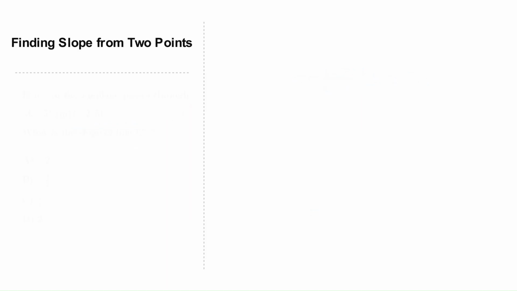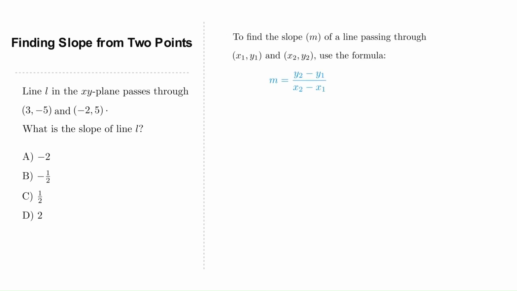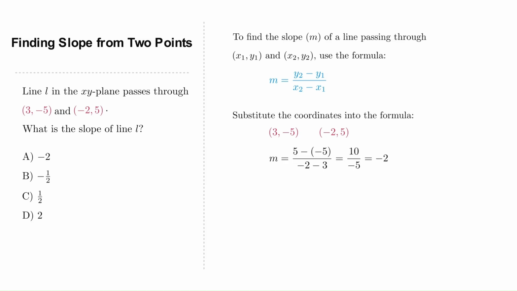In this first example, we are asked to find the slope of a line in the xy plane which passes through 2 points, (3, -5) and (-2, 5). To find the slope of a line, we can use the standard slope formula: m equals y2 minus y1, divided by x2 minus x1. Now we substitute our given coordinates into the formula. Simplifying this expression, we get 10 over -5, which reduces to -2. The slope of line L is -2. Therefore, option A is the correct answer.